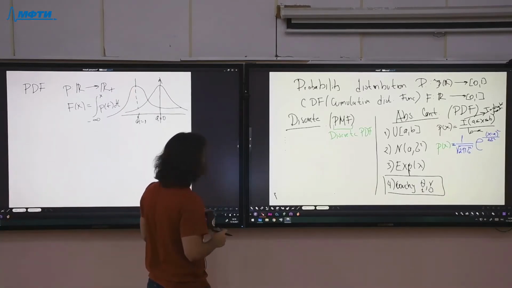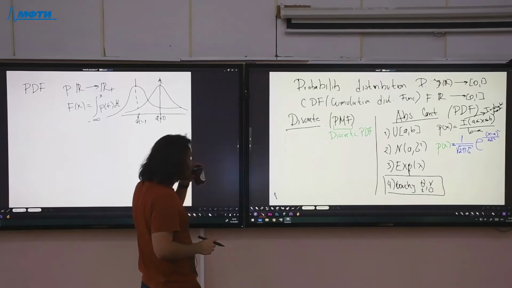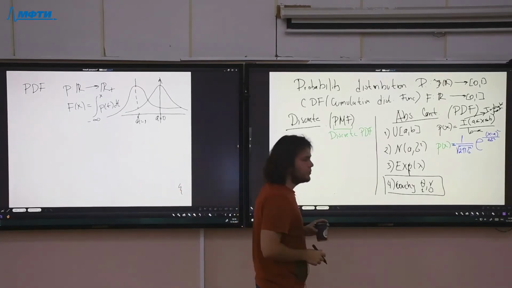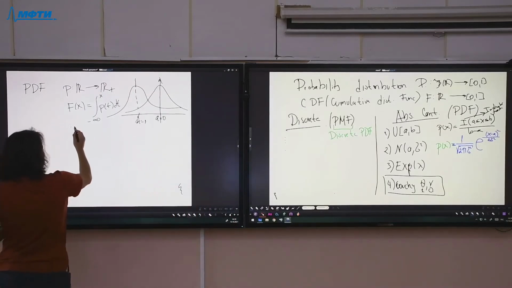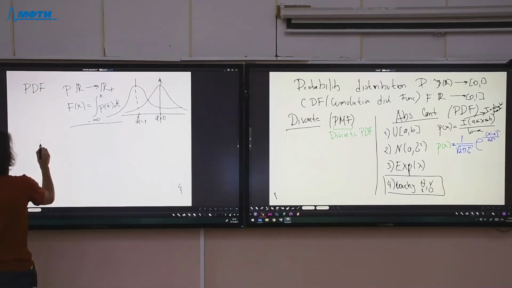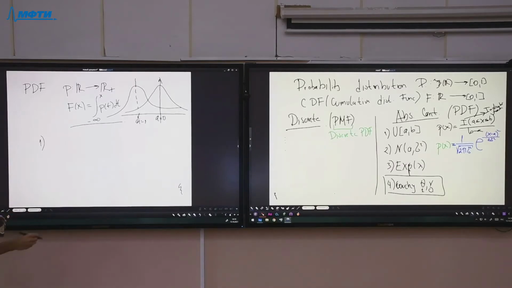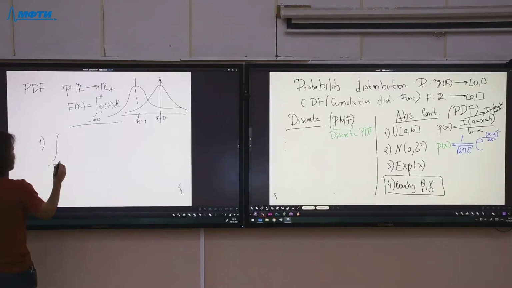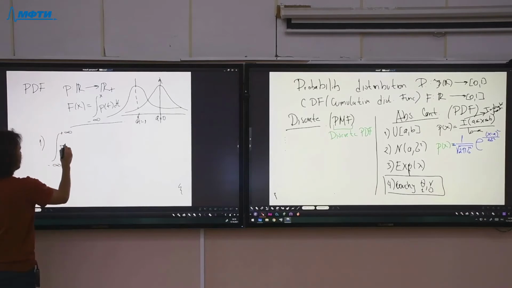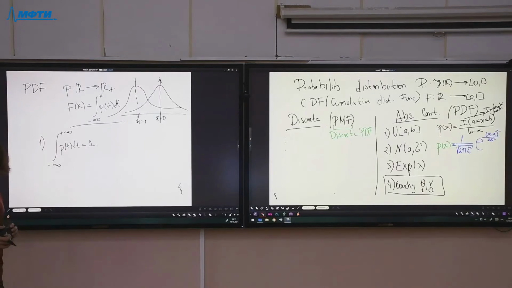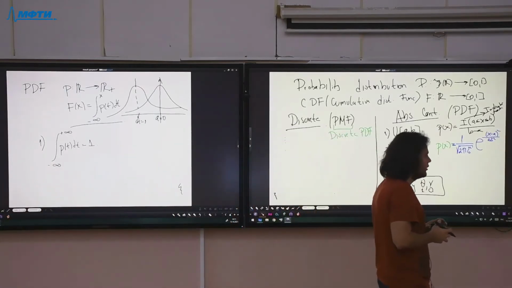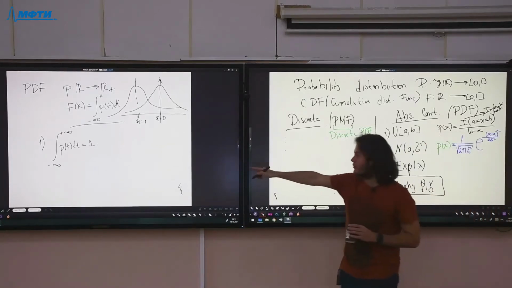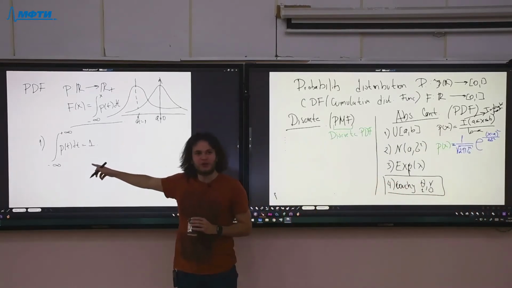All right. Now, we talk about the properties of the PDF. And the first one, well, now this is the definition, right? But the main property of the PDF is that the integral from minus infinity to plus infinity of the PDF is 1, right? Is this clear? This is very important. You have to understand why this is so.